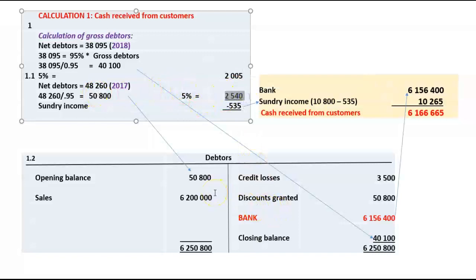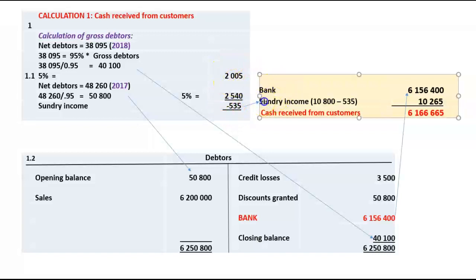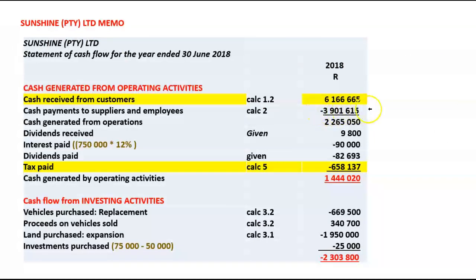So what did we do during the year? The allowance for credit losses has reduced. So therefore, we debited the allowance account and credited an income statement account, sundry income. It's that one there. So therefore, if we want to account for our other income figure that forms part of revenue, we're only going to account for 10,265, and that will give us total cash receipts from customers of 6,166,665.